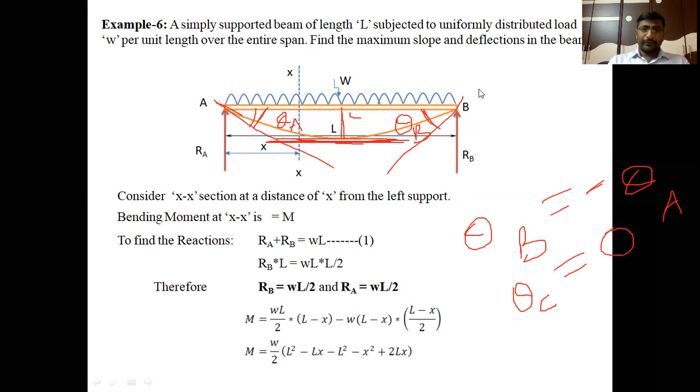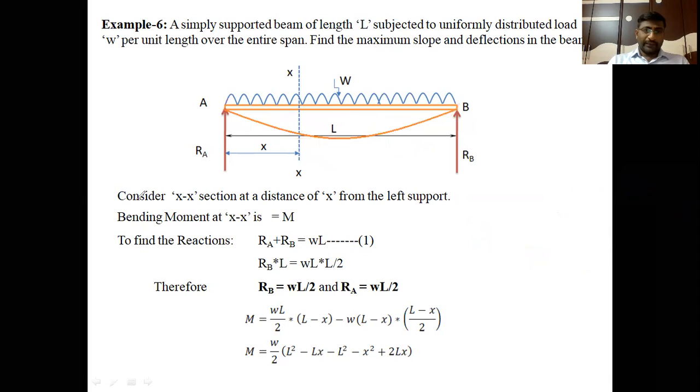So let us go for the problem. Consider section XX at a distance of x from the left support. Always you have to consider x from the left support. Let us take M as the bending moment at XX. Before going to find the bending moment at XX, we have to know the reaction forces at the supports. First of all, in a simply supported beam, you have to find the reaction forces at the supports.